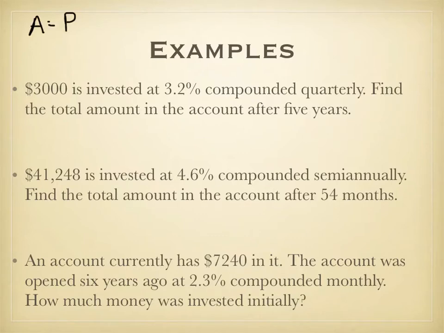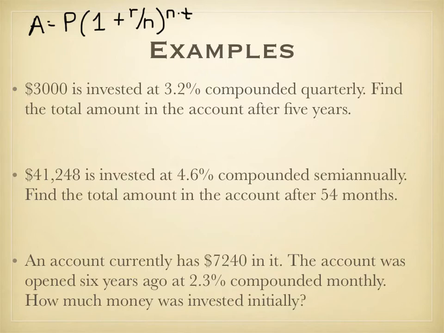A equals P times 1 plus r over n to the power of n times t. Whoops, that's a t up at the top. Okay, so first example. $3,000 is invested at 3.2% compounded quarterly. Find the total amount in the account after 5 years.